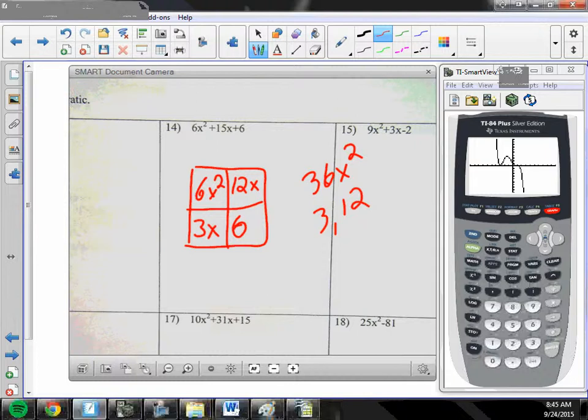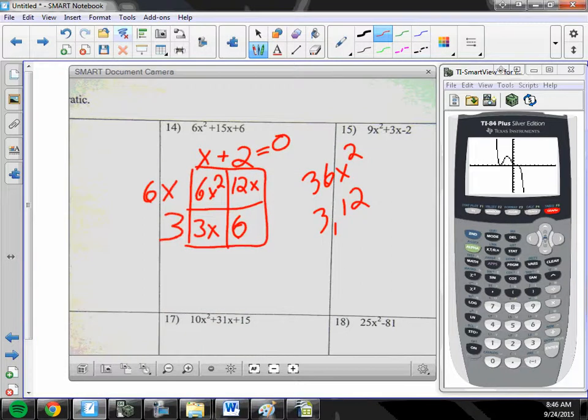What does the top row share? 6x. 6x times what is 6x squared? And then 6x times what is 12x? 2. Plus 2. And then this would be a 3. And then I can double check, is 3 times 2 6? Yes. So what is this root here? X equals negative 2. And the other root, we subtract the 3, and divide by 6, we get negative 1/2.